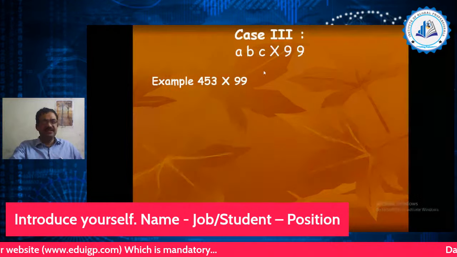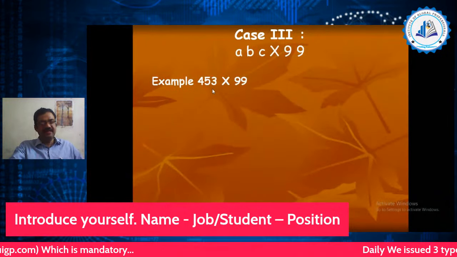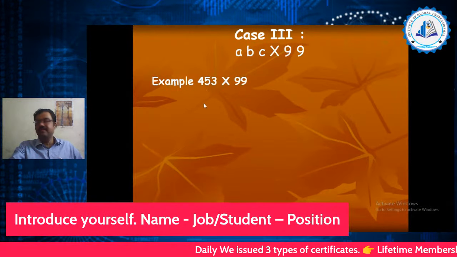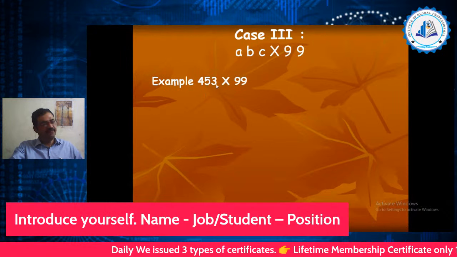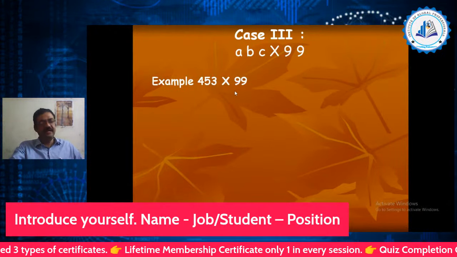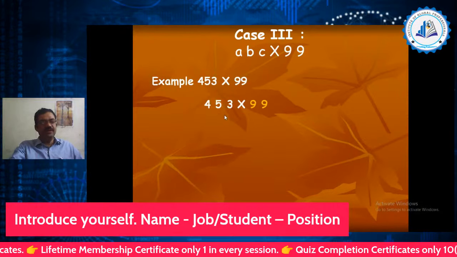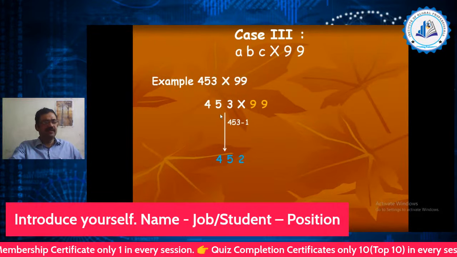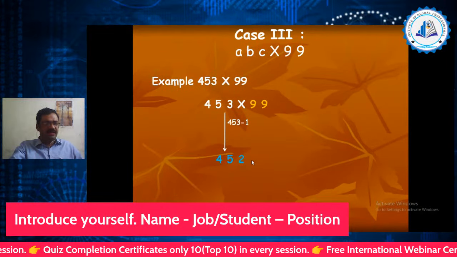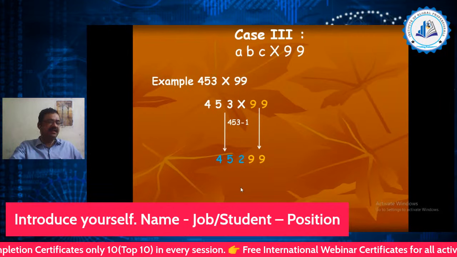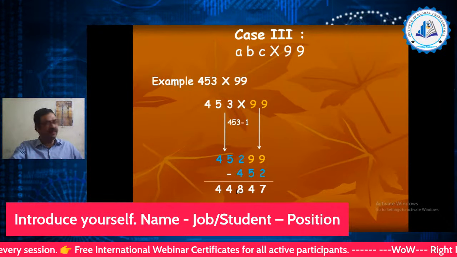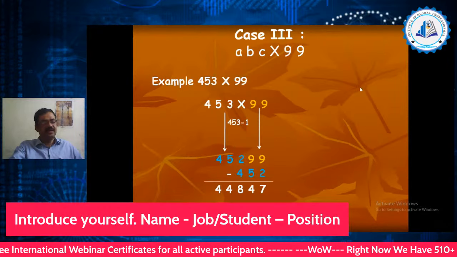Now, in case third, the first number has more digits than the second. Let us take an example to understand this method. If you want to multiply 453 by 99, here 453 is 3 digits and 99 is 2 digits. So, first of all, we subtract 453 minus 1, 452, and both 9s are written as they are. And then subtract from 452. We get the product of this number. So very easy.